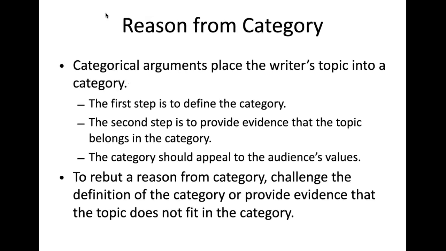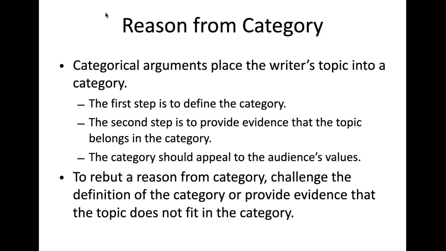Categorical arguments place the writer's topic into a category. The first step is to define that category. The second step is to provide evidence that the topic belongs in the category. And it should be a category that appeals to the audience's values.